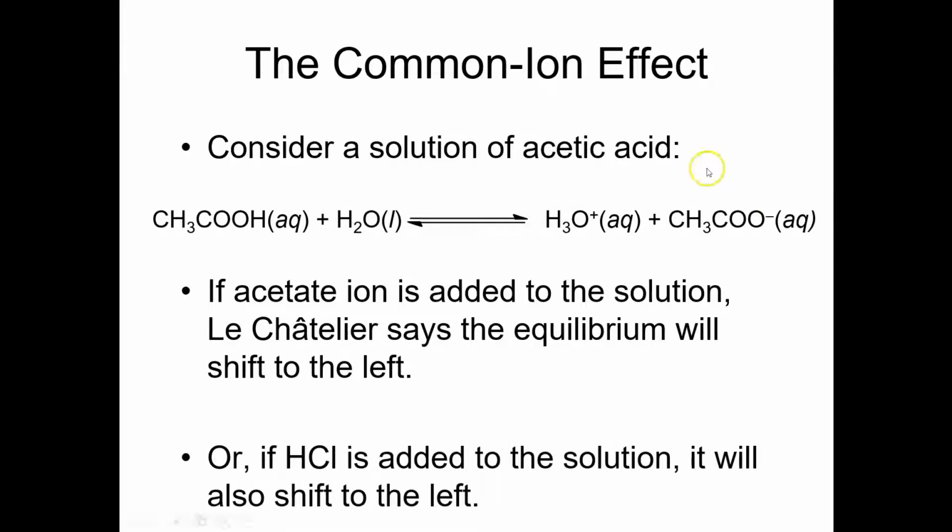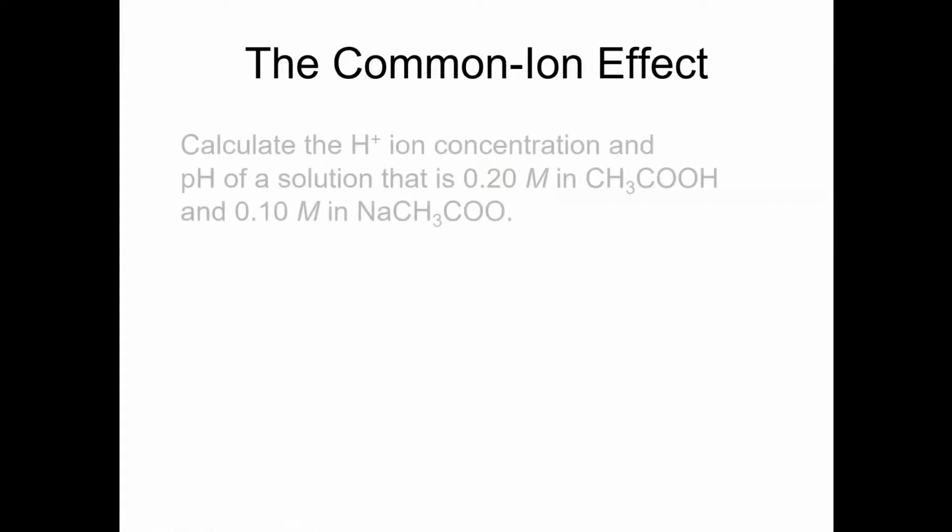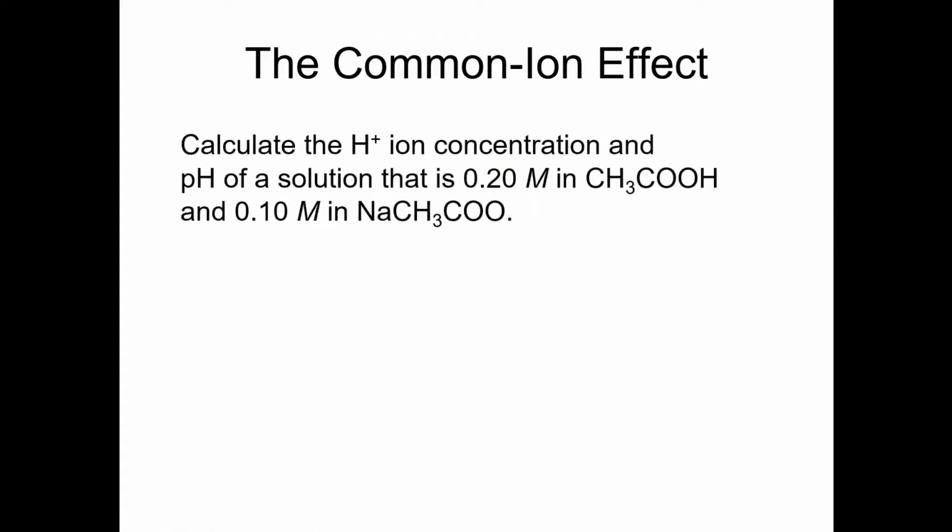Or the other possibility was, instead of having acetate already present, I could put some hydrochloric acid in there, which generates hydronium ions. Hydronium ions are also a product of the ionization of acetic acid, and therefore that would also tend to shift the equilibrium to the left. So let's look at a specific example of this, and we can work it out quantitatively, and hopefully I can help you see how this plays out in terms of numbers.